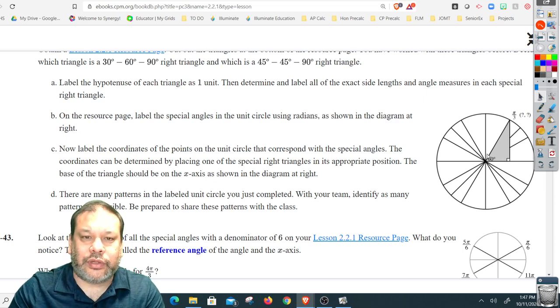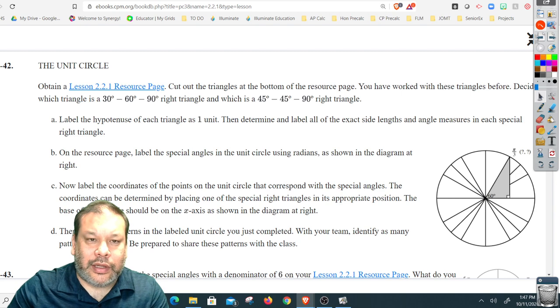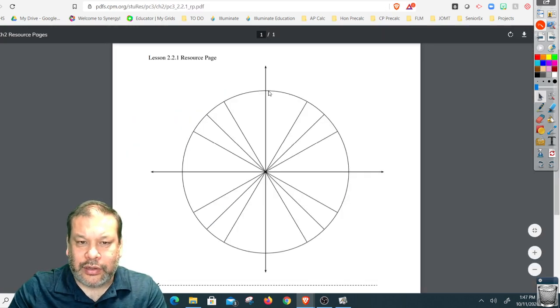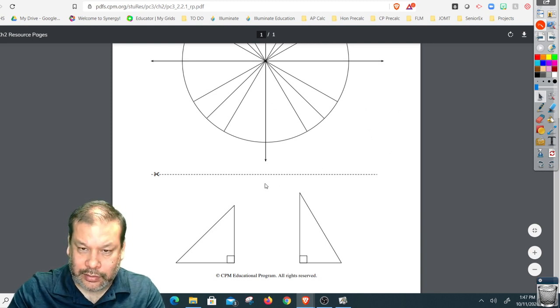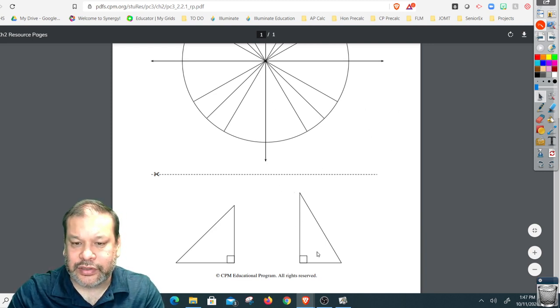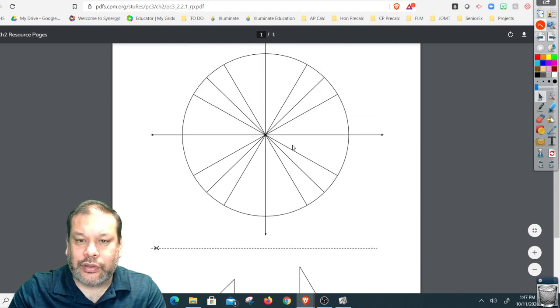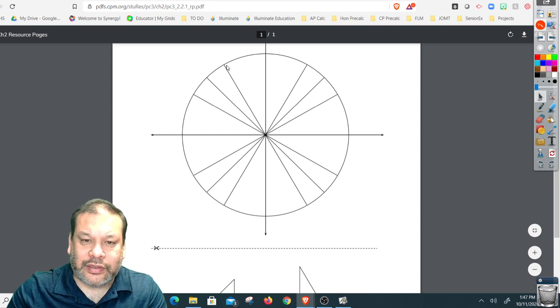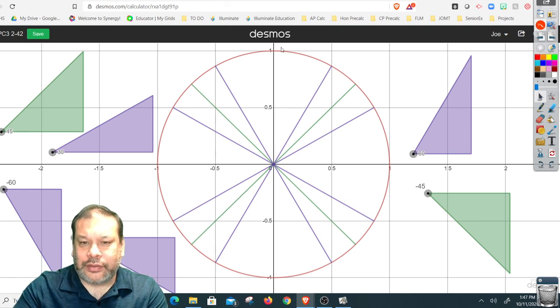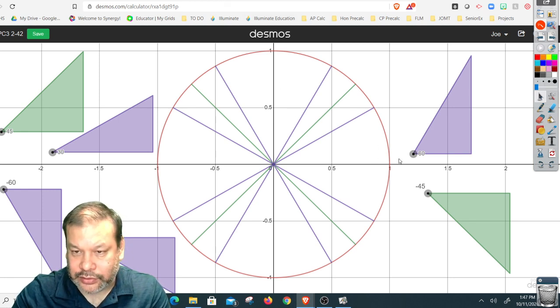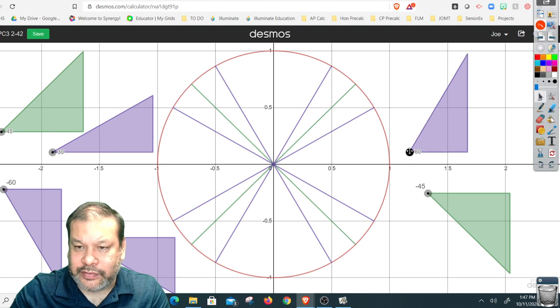So let's work through a couple of these problems, and you can do that with the resource page they provide for you, cut it out, and cut these circles out. And once you find the ratios of each of these circles, you can find each of these horizontal and vertical components and find the x and y coordinates for each of these points of the special angles. I'll also provide this link for Desmos and show you here what each of these are.